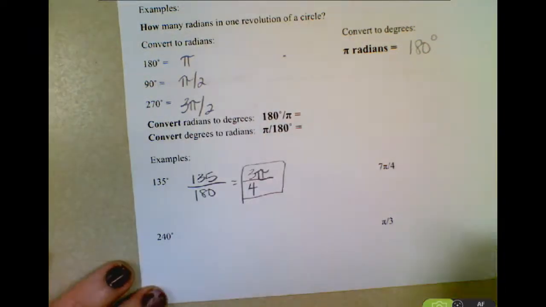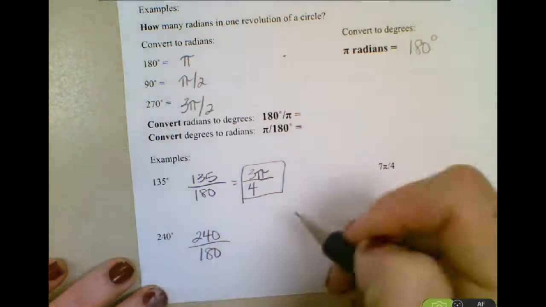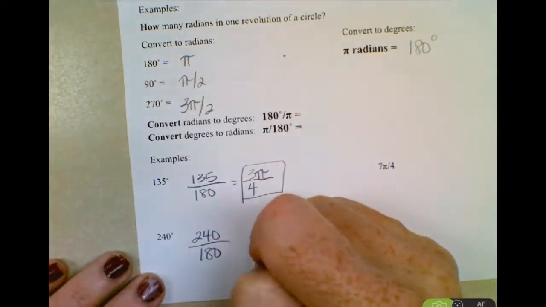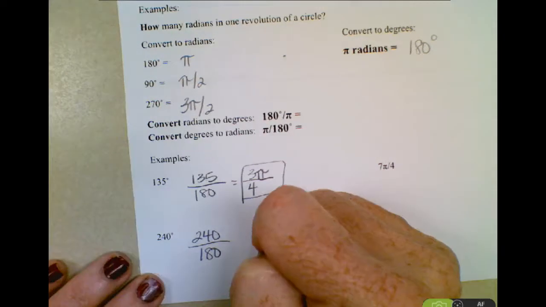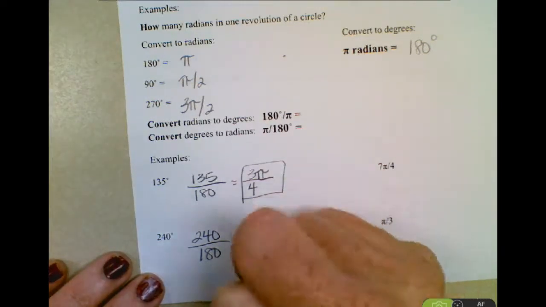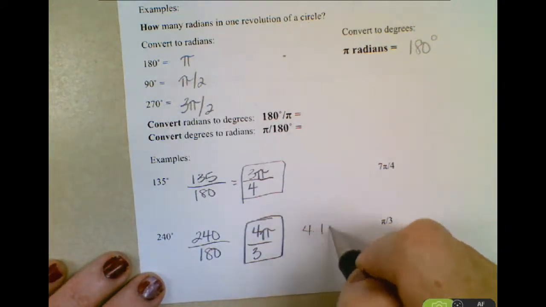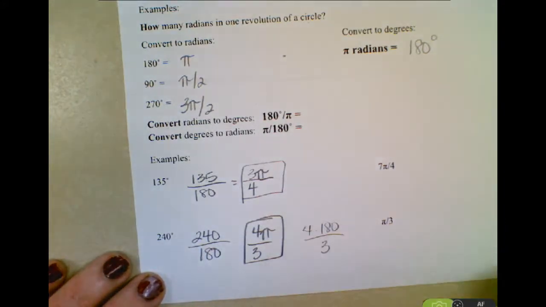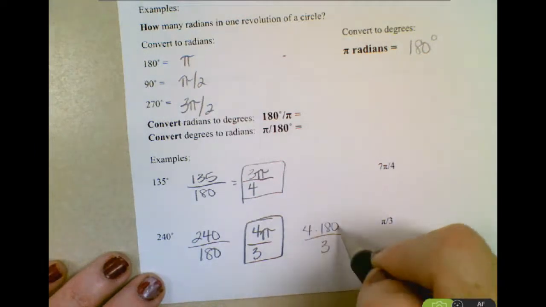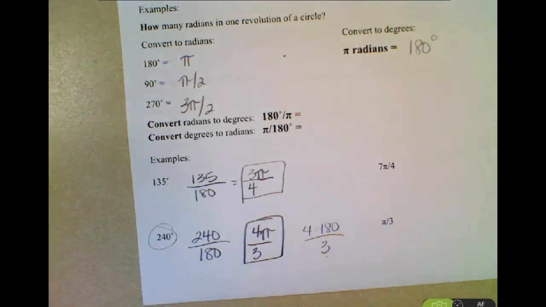Okay. 240 divided by 180, excuse me. 60 goes into that 4 times and goes into 180 3 times, so you have 4 pi over 3. If you ever want to check these and double check, you're going to do 4 times 180 divided by 3 and see if that works out. So that's 720 divided by 3, which is 240, which is what we started with. Okay. Your fractions have got to be really good in trigonometry because it's all ratio based.